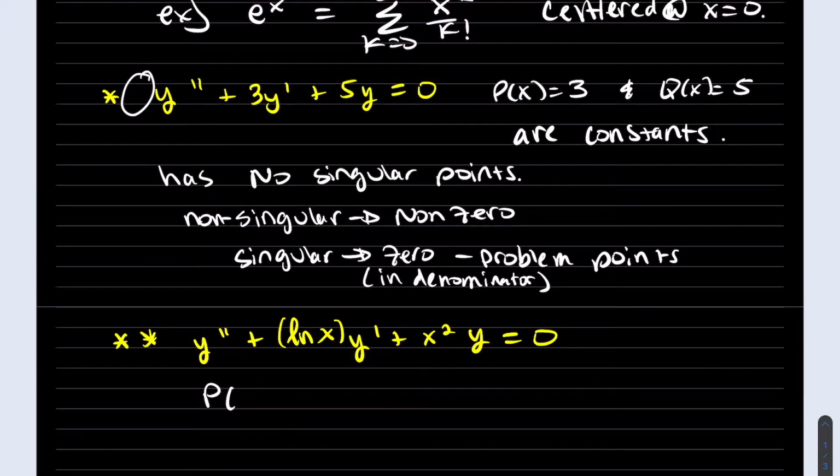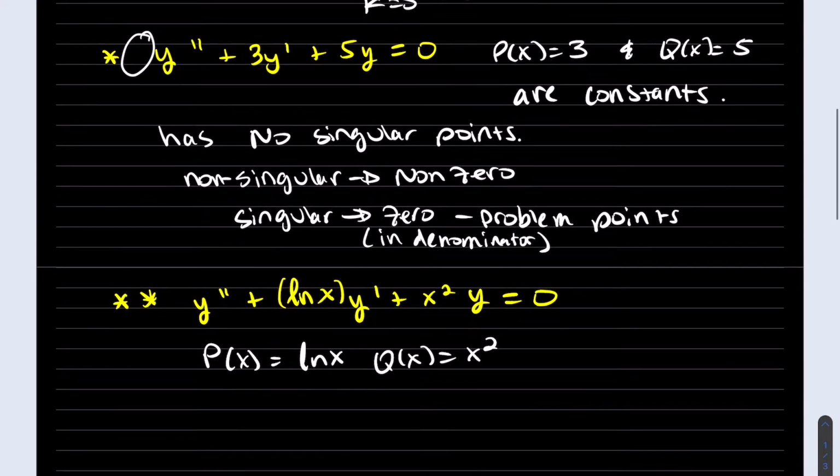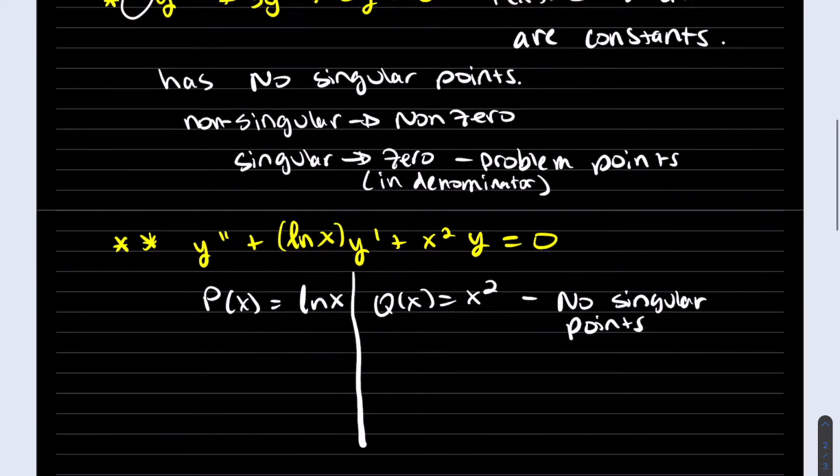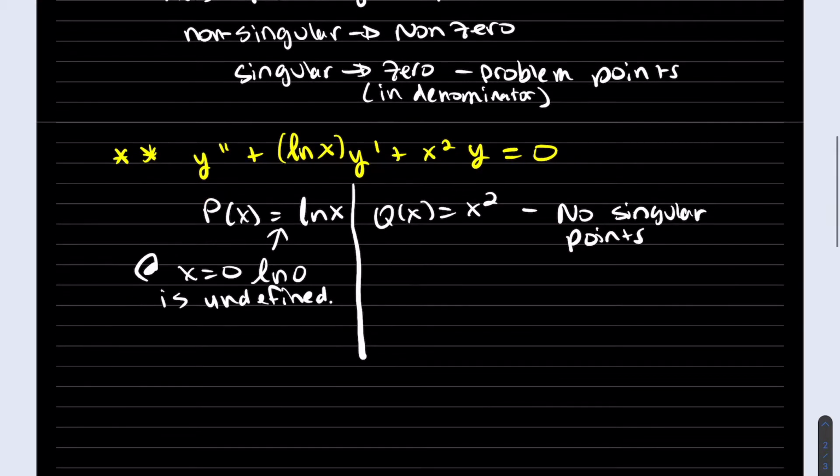So just to show you our next example. Here my p of x is natural log of x, and q of x is equal to x squared. There are no problems in q of x, so there are no singular points there. But in p of x, at x equals 0, the natural log of 0 is undefined. So x equals 0 is a singular point.